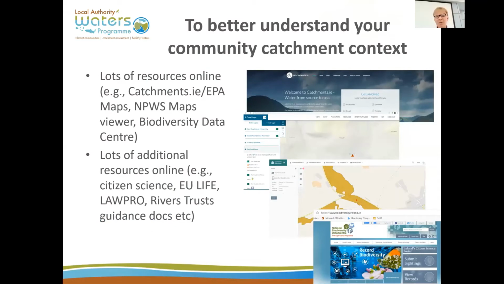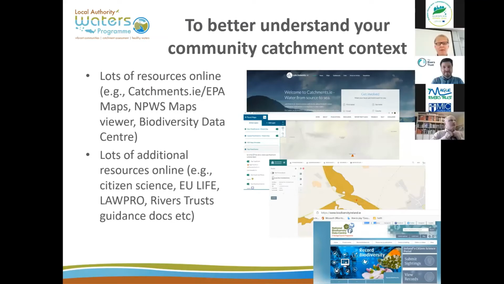There are resources and supports for communities. These are free. There are different maps online, and LAWPRO can provide support and show people how to use these things if people are interested. But there are other resources as well. Various EU Life projects, Rivers Trust, etc., also have guidance as well. So just be aware of that.